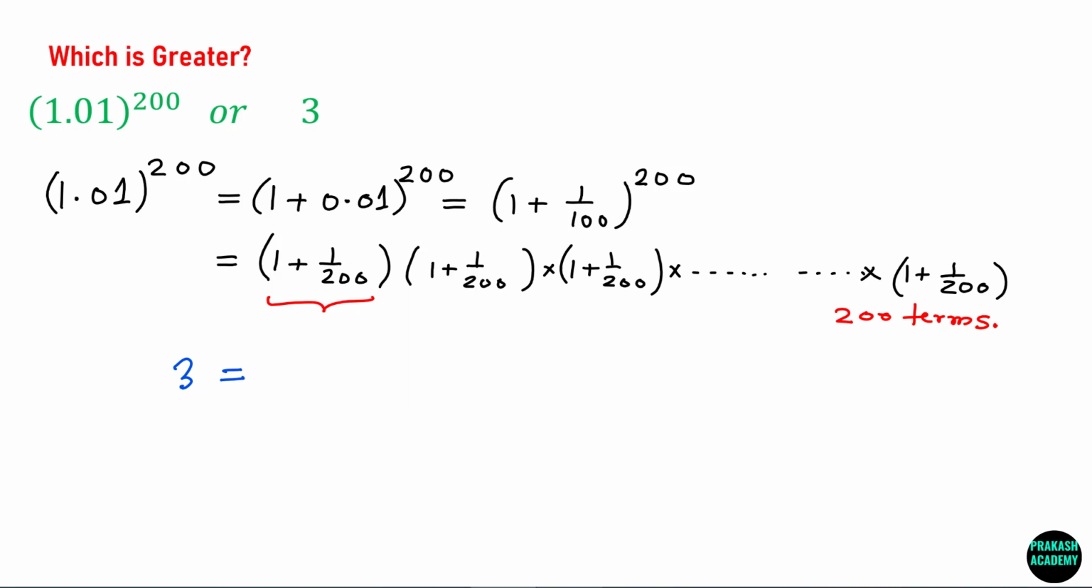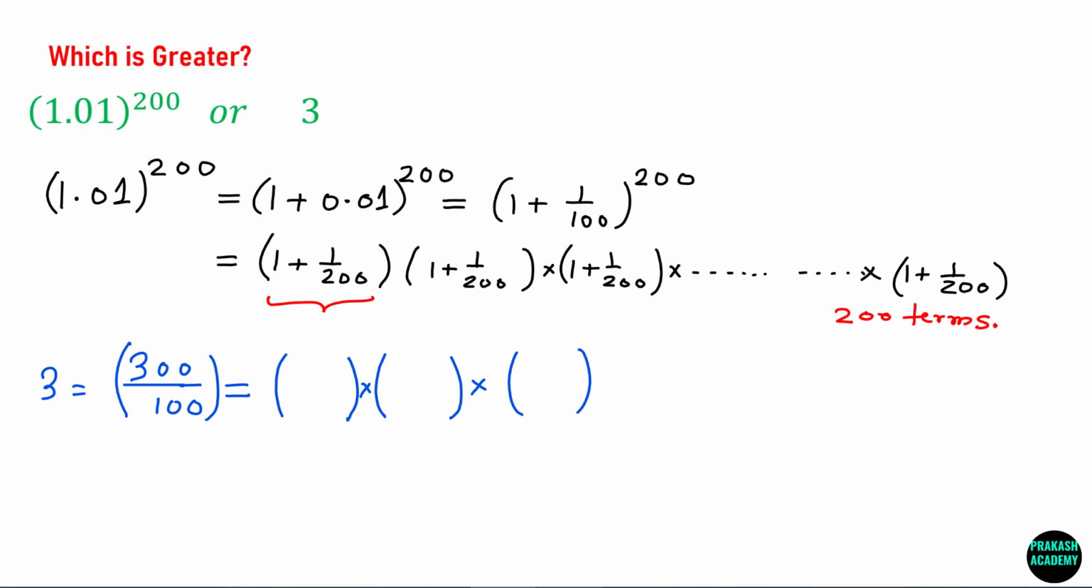So let us say 3 is here. 3 can be written as 300 by 100. And I have to convert this one term into 200 terms. So I will write a product of 200 terms. So this is the first term, this is the second term, third term, and similarly this will go on, and this is the second last term, that is the 199th term, and this is the last term.